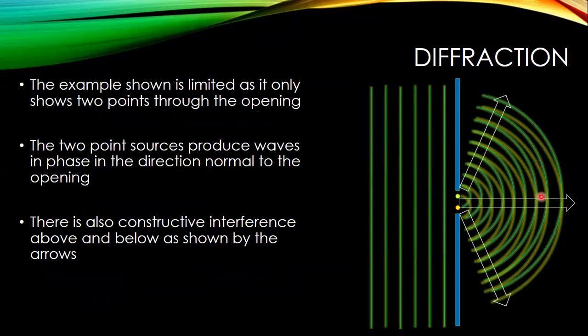So again, if we look at the directions where constructive interference takes place, we see that there's constructive interference at an angle of 0, and then there's constructive interference at a positive angle and a negative angle. And again, this is oversimplifying what the single slit is. Here we're only representing it with 2 points, where in fact it actually should be represented by a continuous set of points.